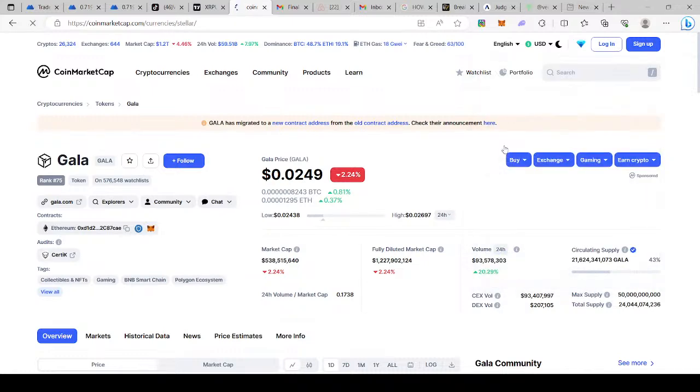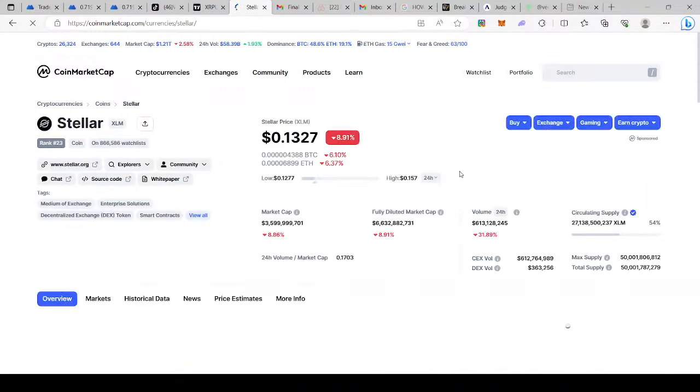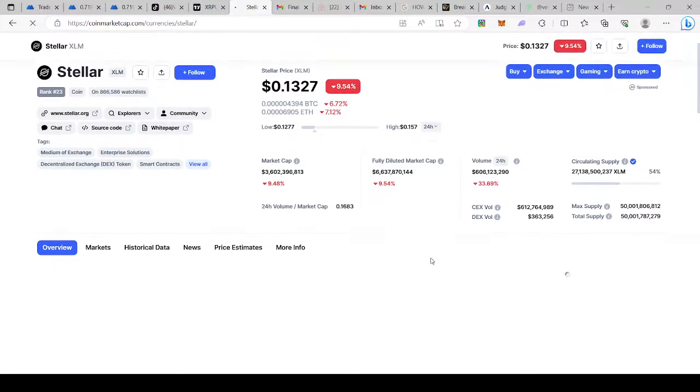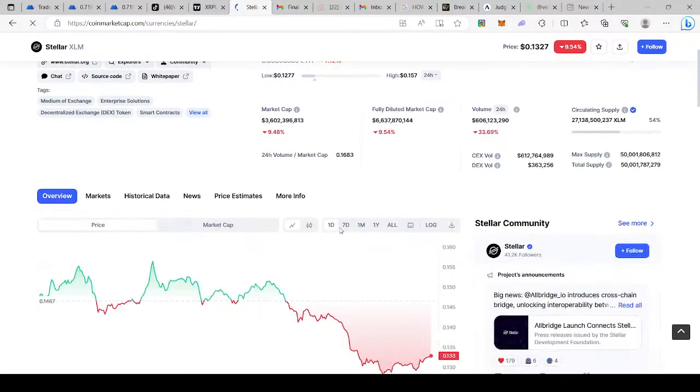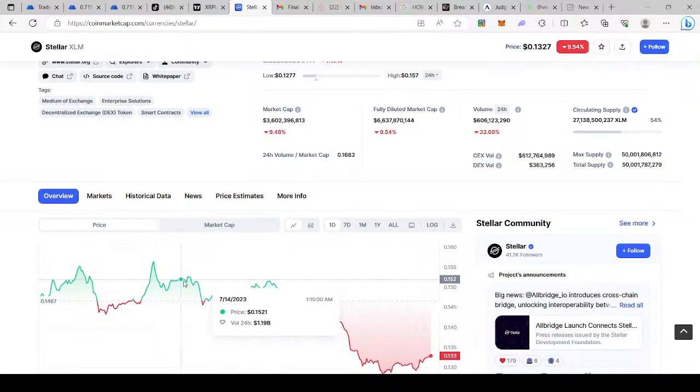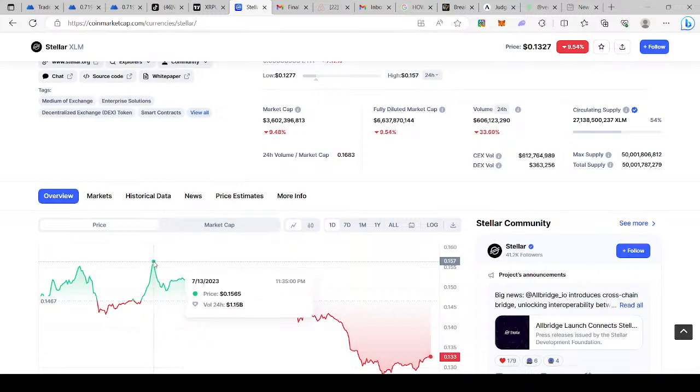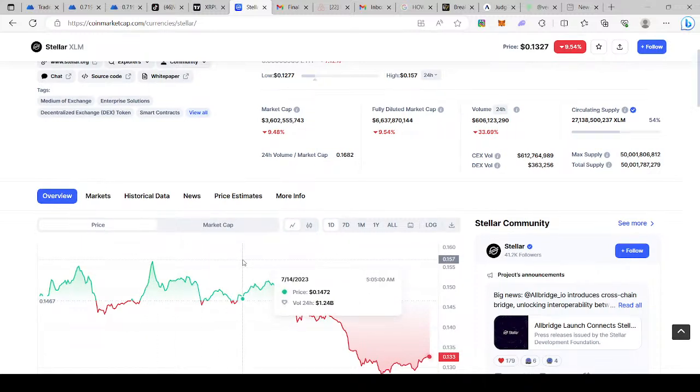Why was XLM pumping? Well, XLM is like XRP. Now, the weird thing is CoinMarketCap has these set where they're saying that XLM only went to 15 cents, but in futures it went to 17, 18 cents. So we sold at 17, and you got to realize that all of Europe, right?